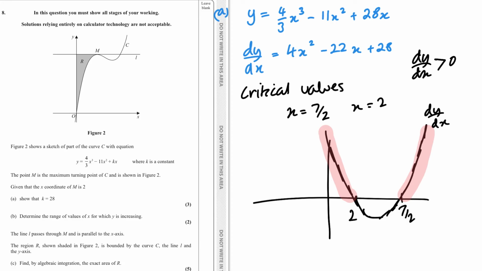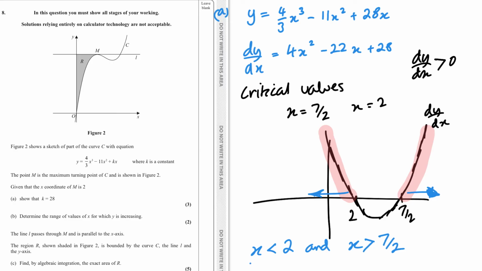Very easy. Now, that means that I want all my x values to the right of 7 over 2, because everything to the right of 7 over 2 is above 0. Everything to the left of 2 is above 0. So my values of x for when this is an increasing function is x is greater than 7 over 2 and x is less than 2. And these are my set of values.